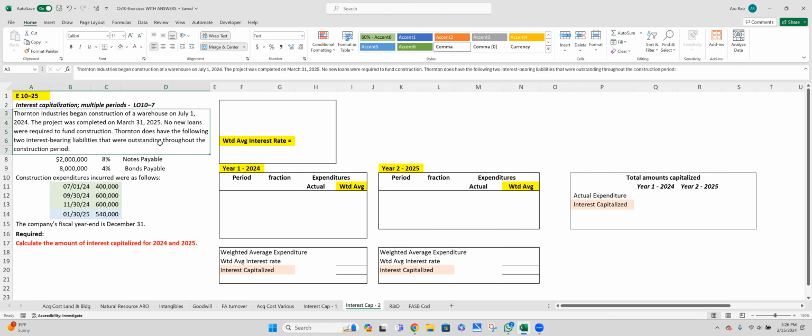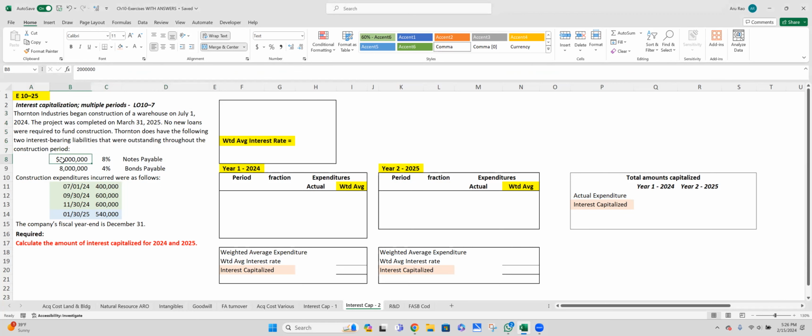They do tell us that there are two interest-bearing liabilities that were outstanding throughout the construction period. So I have this $2 million and $8 million, these monies available to finance my project. The interest rates respectively are 8 and 4%. Now, because no new construction loan was taken, I have to first calculate the weighted average interest rate before I can proceed. So I'll hold off on reading the rest of the exercise. I'll jump and first calculate the weighted average interest rate.